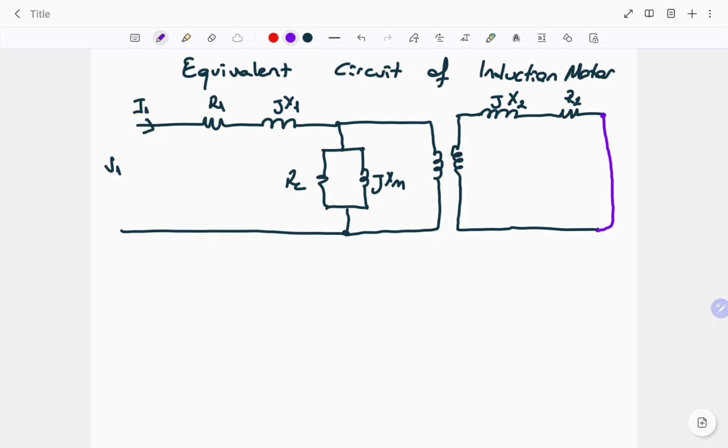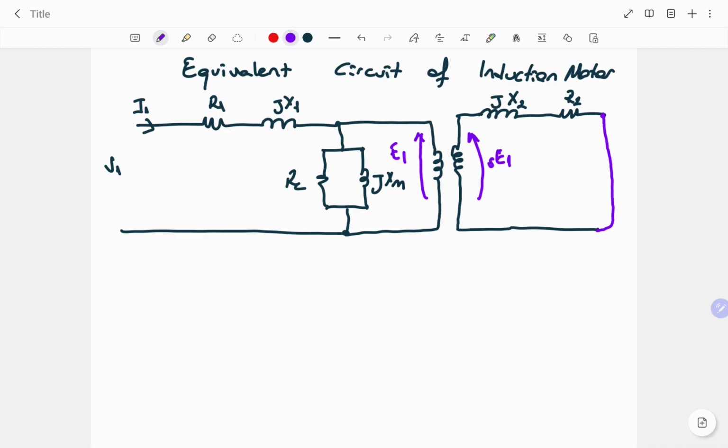So what else? In the previous topic, in the transformer, our conversion through the ideal part was A, the turn ratio. But in here, as we discussed previously, the slip will be the conversion ratio. So if we have the induced voltage of E1 here, we can say in that part we have S times E1. The slip will be active through the conversion part, through the air gap.